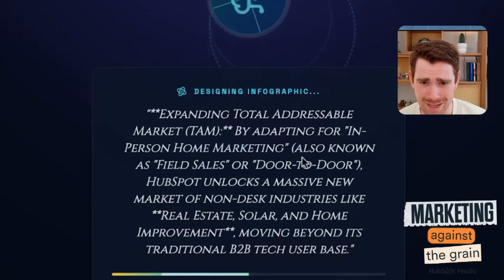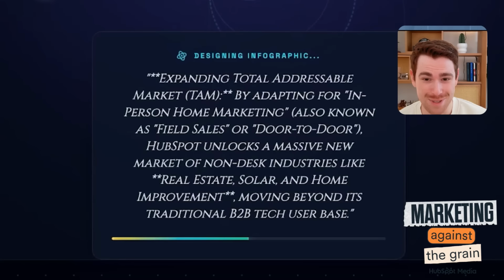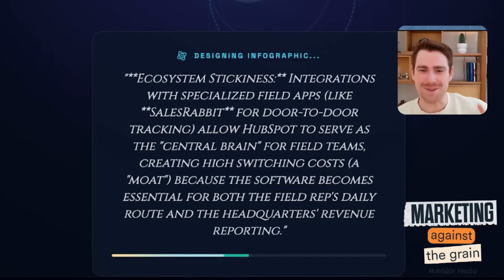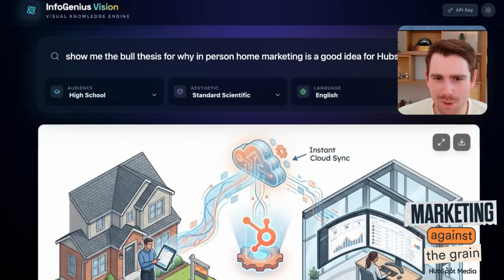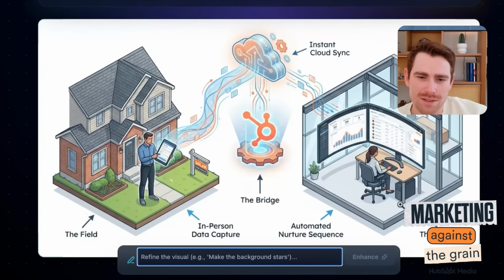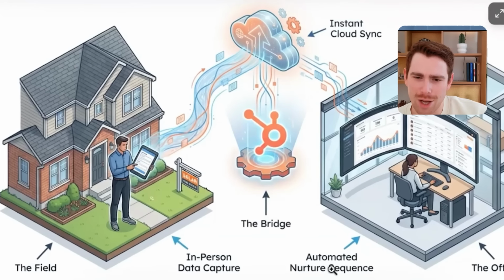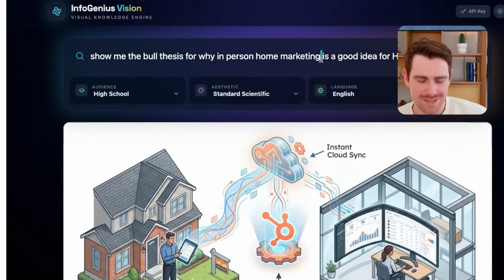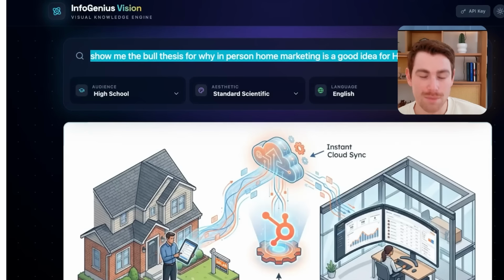Yeah, 100%. I'm trying to get an example that's actually working. It's taking a long time to do this research, which had better be the most impressive research task ever, because all of a sudden, as soon as I said that, it started working. As soon as I threatened verbally that I was going to report this. It is done now, though I didn't do anything that impressive, which is interesting given how long it took. Show me the bull thesis for why in-person home marketing is a good idea for HubSpot. Let's see. The field, in-person data capture, the bridge, automated nurturing sequence, the offense. I'm unimpressed. I'll ask the model in a more generic way, but I'd love to see your use case.